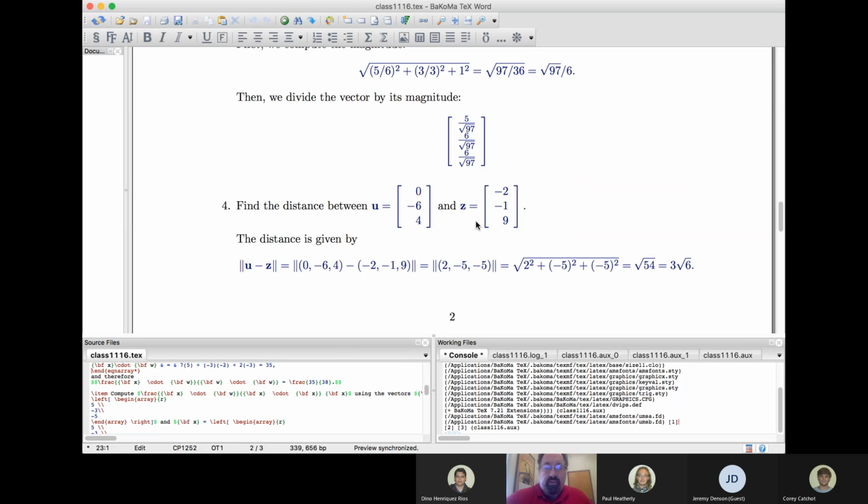Distance between two given vectors. All that means is finding the magnitude of their difference. So we go ahead and subtract these vectors, and that just means subtracting corresponding components. So 0 minus the minus 2, minus 6 minus the minus 1, 4 minus 9. So those are the components of the difference. And then you're just going to take the magnitude of this vector that is the difference. So then we do the same thing, the square root of the sum of squares of all the components, and this is the distance between them.